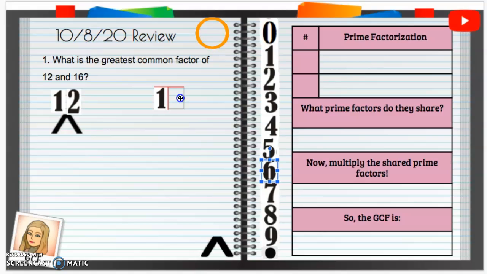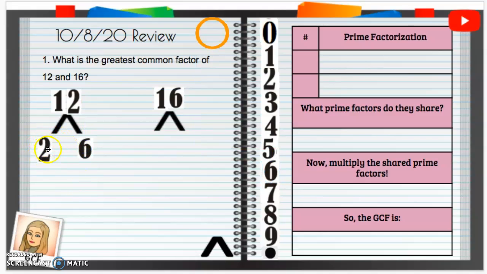All right, so how can we break down 12? What times what equals 12? There's many ways you can do this. You can either do 6 times 2, 3 times 4. I'm going to do 6 times 2, or 2 times 6. So I'm going to do 2 times 6.